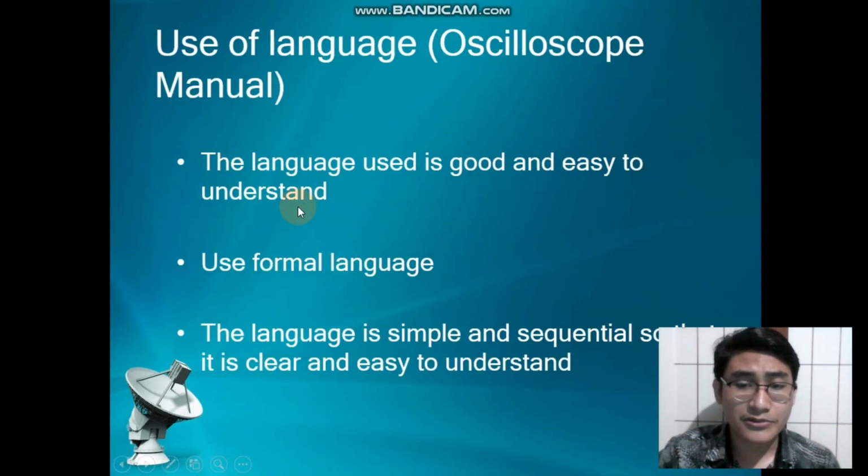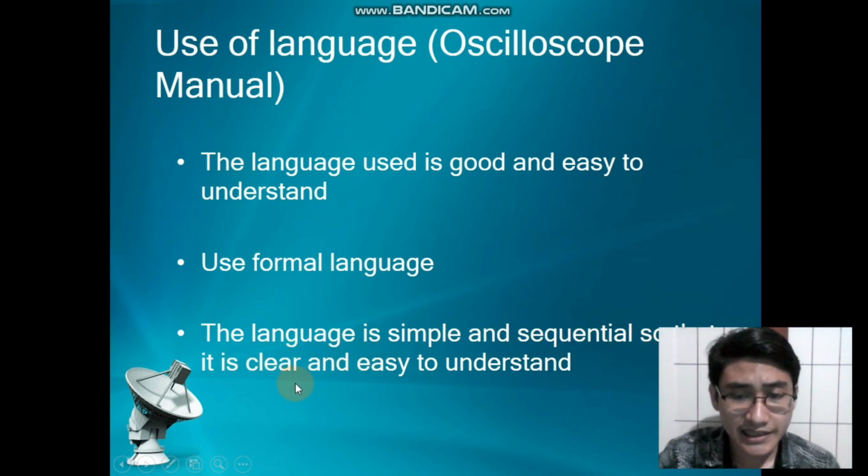Turning to use of language. According to my opinion, the language use is good and easy to understand. Then, use formal language, and the language is simple and sequential so that it is clear and easy to understand.